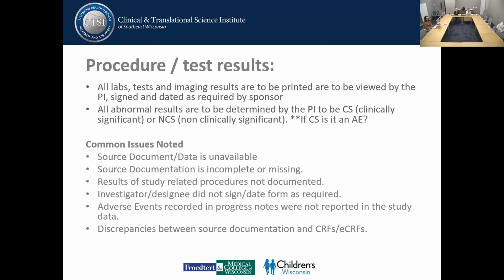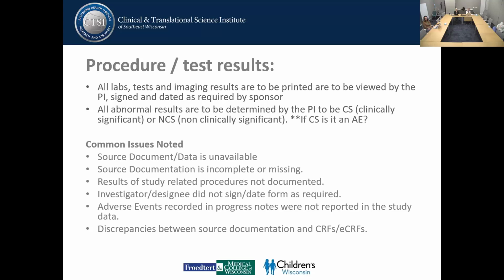And then if the subject does have abnormal results, the PI needs to look at these and determine if they are clinically significant or not clinically significant. And that has to be documented very clearly, whether or not it is. And if it is clinically significant, is it an AE?